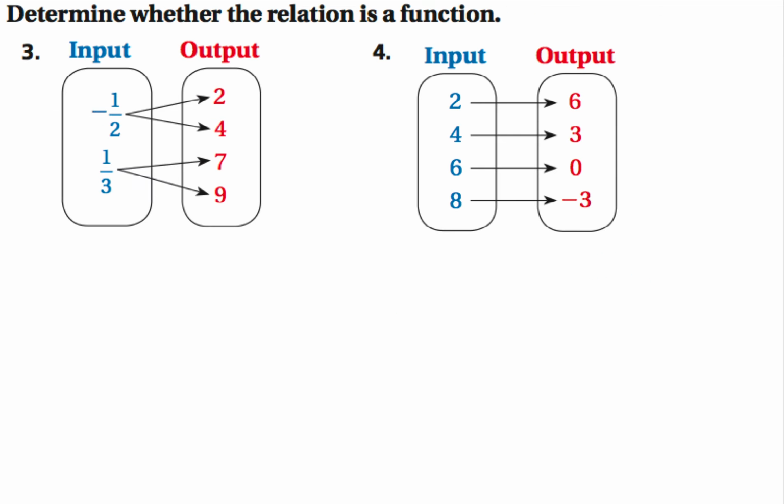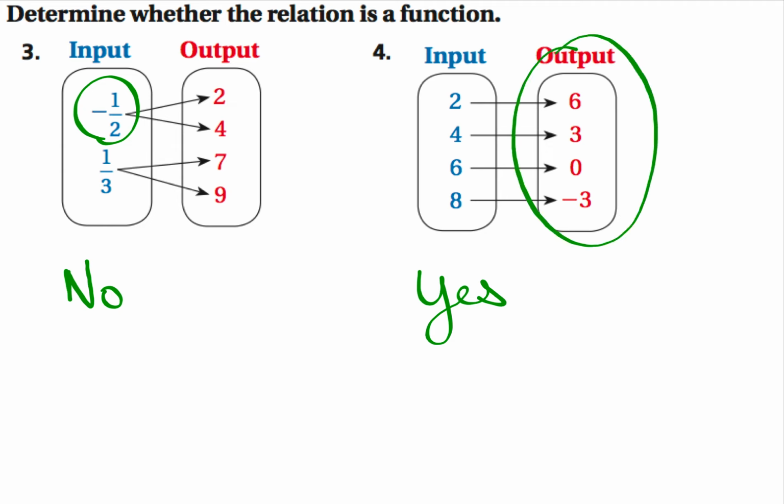Determine whether the relation is a function. All right, this first one, the -1/2 has 2 places to go. So this one's no, because that input has 2 different outputs. Same with the other input as well. The next example is yes, because the 2 only has one place to go, the 4 only has one place, the 6 only has one place, and the 8 only has one place. I want you to notice that it does not matter what these numbers are on the output. It just matters that each input only has one output that it can go to.